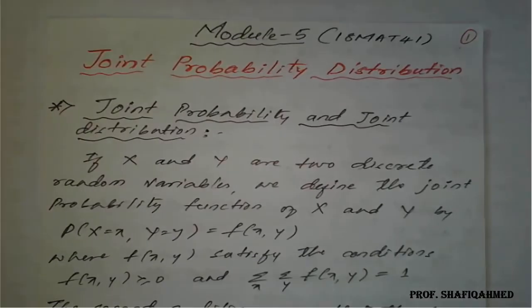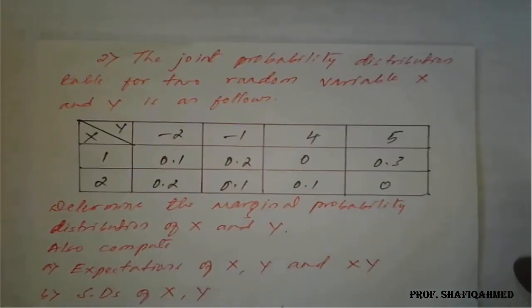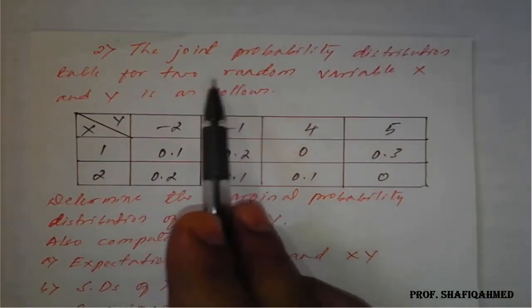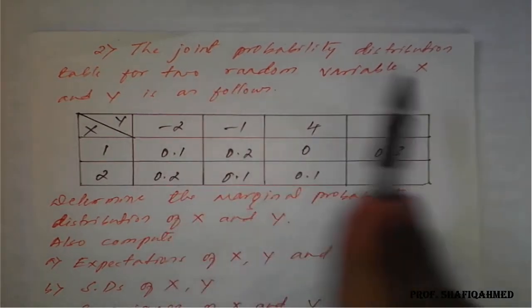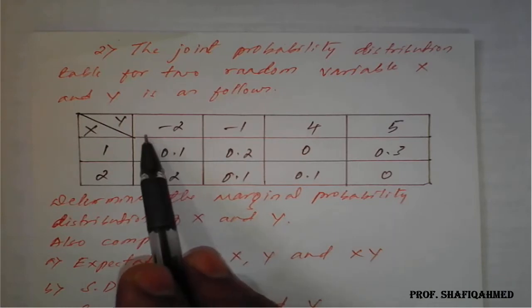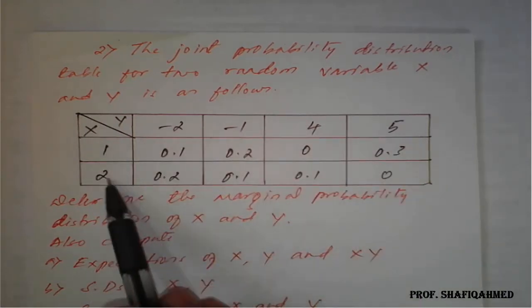Friends, today we'll see, again, a continuation of the joint probability distribution with more examples. The next example based on joint probability distribution: the joint probability distribution table for two random variables x and y is as follows. They have given the values of y: -2, -1, 4 and 5. Values of x are 1 and 2.